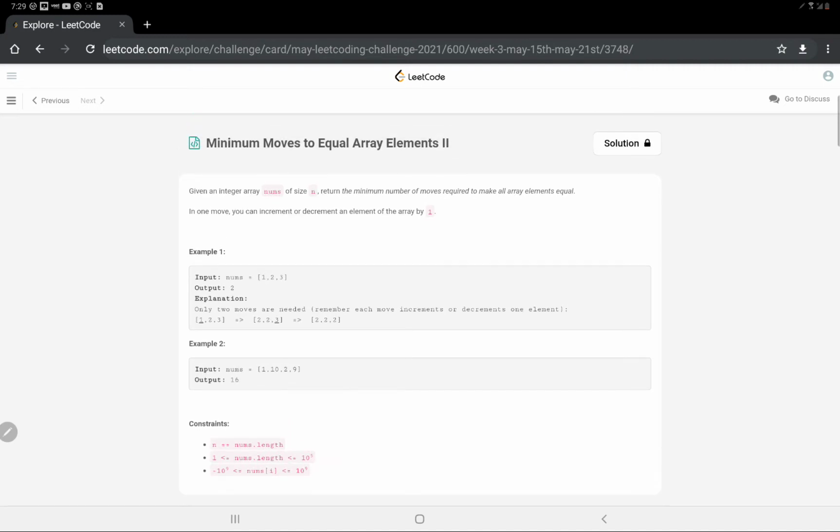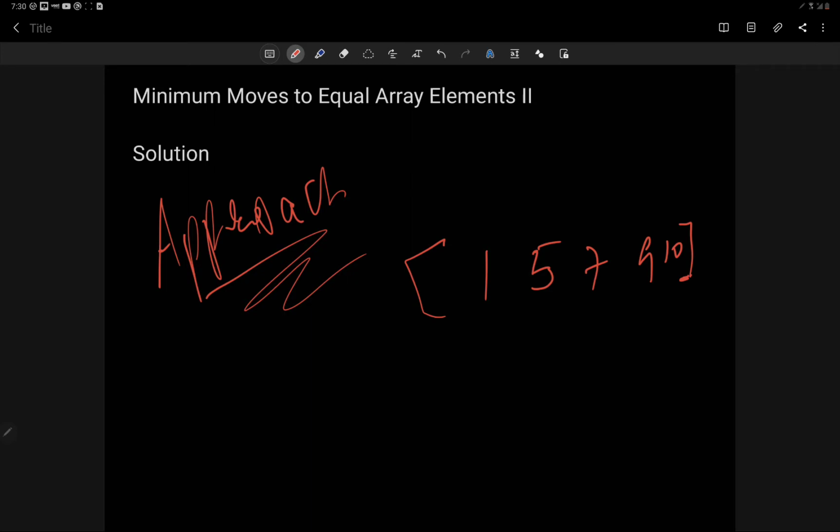Now let's see the approach for this problem. All right. So for this question, let's take an example array here. In order to make all the elements of the array equal to a number n, first of all we have to select the value of n so that the minimum number of moves are required.